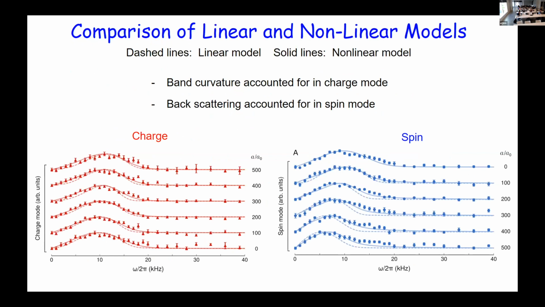So, if you compare the linear and nonlinear models, you can see that the nonlinearities are accounted for by the solid line, but not for the dashed line. That's just pure beta ansatz. So you can see it's particularly in the spin mode what the effect of the backscattering is. And I don't think, Han, correct me if I'm wrong, but I don't think it was really known that this backscattering was such a significant correction.